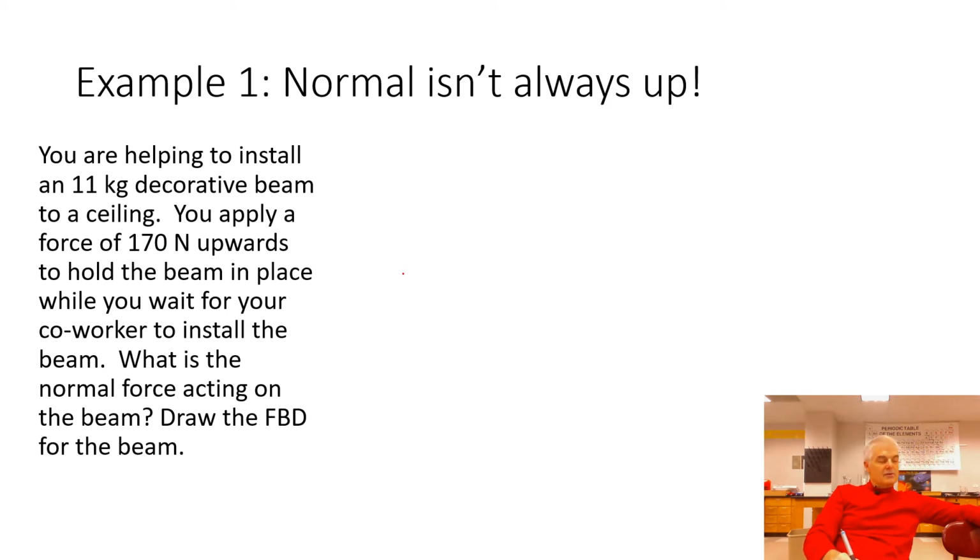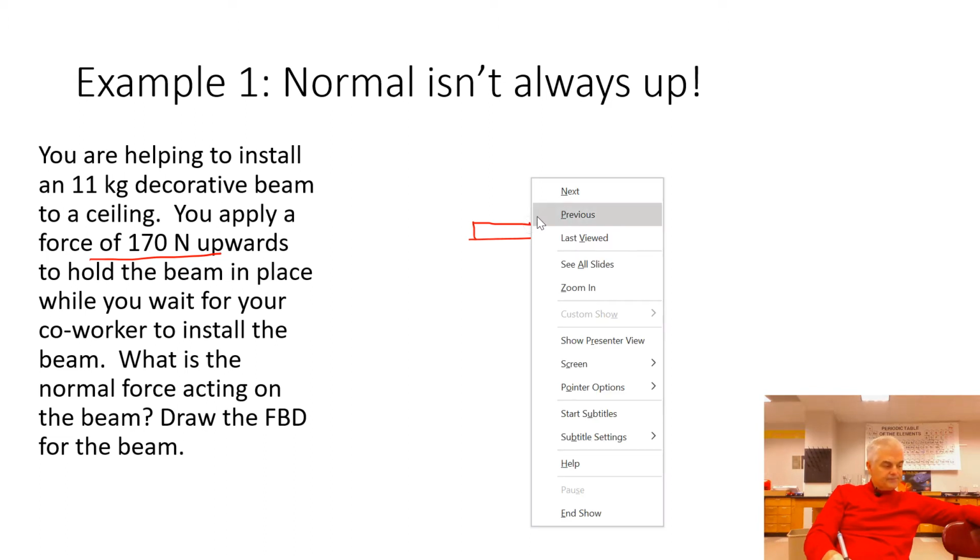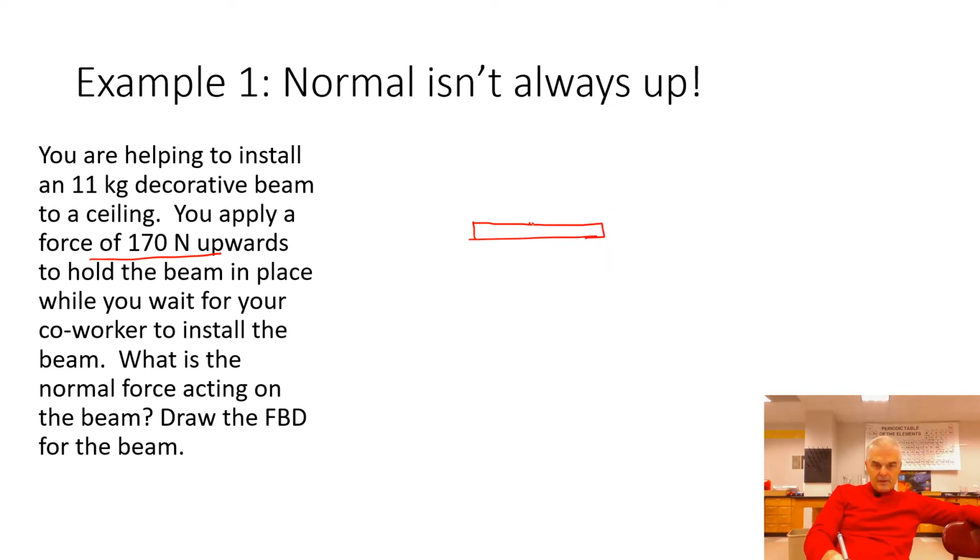This last one's an interesting one. So you're helping install an 11 kilogram decorative beam to a ceiling. You apply a force of 170 newtons upward. So you've got a beam right here, right? And you are pushing up on the beam. We don't draw up. Technically, you're pushing right here, right? But you're applying a 170 newton force, and this is, if you will, the force of your hand or your body or whatever. We'll call it the force applied.